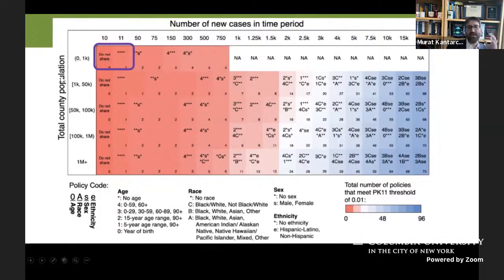But as time progresses, even in small counties, you won't be able to share much, but in bigger ones, at least from this risk point of view, you could have many policies. For example, this diagram says that if the county is in the 1 to 50,000 range, and we hit a total of 5,000 cases, we would find among the 96 policies we looked at, 31 that satisfy the risk. And these policies are listed, some of them here, like how fine-grained we share the age, whether we share sex, nationality, race, and so on.